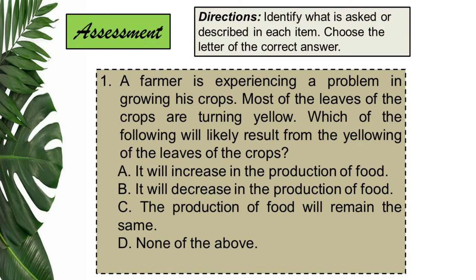Number 1. A farmer is experiencing a problem in growing his crops. Most of the leaves of the crops are turning yellow. Which of the following will likely result from the yellowing of the leaves of the crops? A. It will increase in the production of food. B. It will decrease in the production of food. C. The production of food will remain the same. D. None of the above.